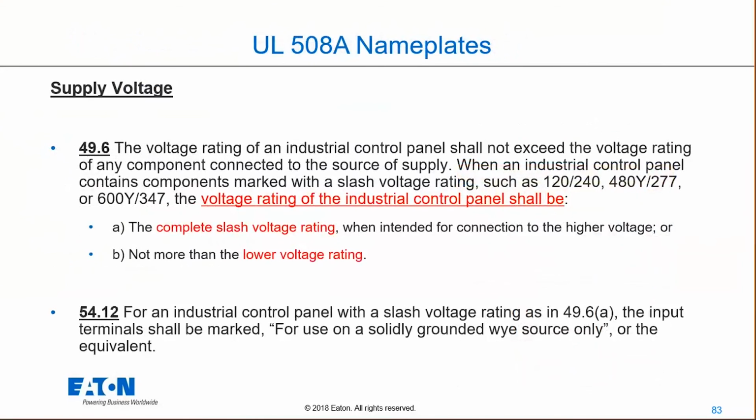When we look at supply voltages, we want to make sure that our supply voltages are properly labeled and marked. If it is a slash rated system, you want to verify and know that it's a slash rated system. You just can't put 480 on it. You must put 480Y/277. So you do truly have to understand. Under 54.2 below, it says for an industrial control panel with a slash rating, as in 49.6, the input terminal shall be marked for use on a solidly grounded Y source only or equivalent. So just know that it must be labeled that way, and you must understand what voltage you have coming into your panel.